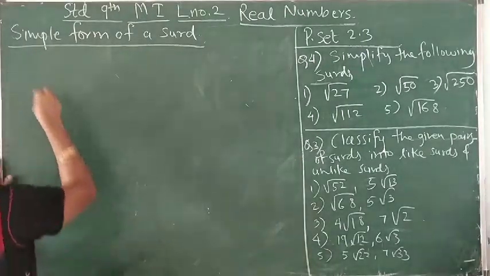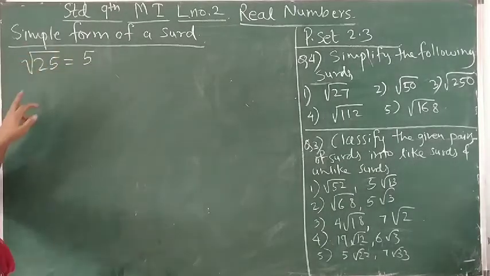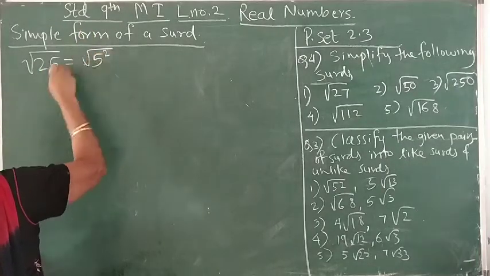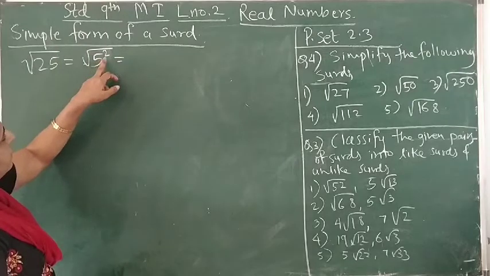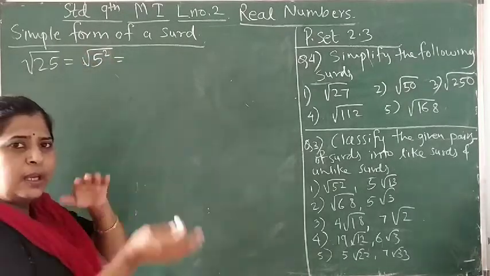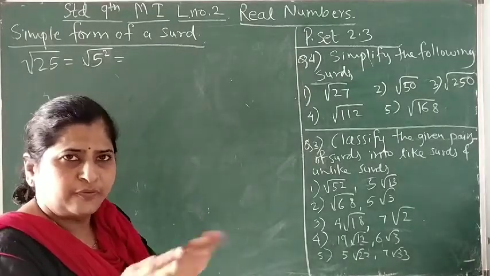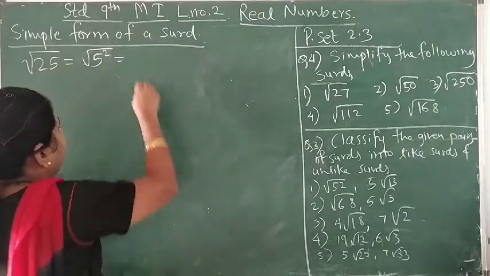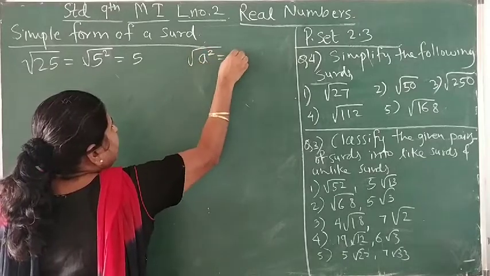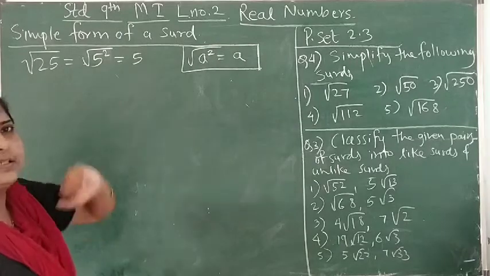For example, if it is the square root of 25, we can write it as 5. We know 25 is the square of 5. Or we can write it like this: square root of 5 squared. Taking a square and its square root are two operations which nullify each other, and we get the number 5. Means the square root of a squared is written as a. If you understand this, it will be easier for you.